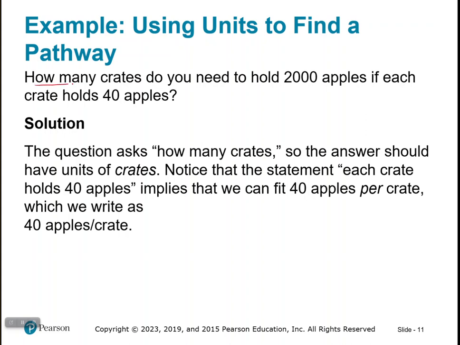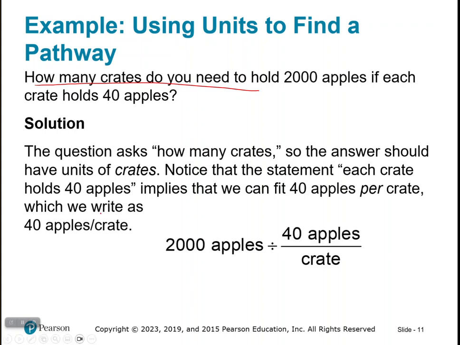That's where we start. I want my answer to be number of crates. Now, each crate holds 40 apples. That doesn't necessarily say it's 40 apples per crate, but just like in our critical thinking chapter, sometimes we have to reword it in an equivalent form in order to get how we can use it. 40 apples per crate. Each crate holds 40 apples. That means 40 apples per crate. So we could write that literally as 40 apples per crate.